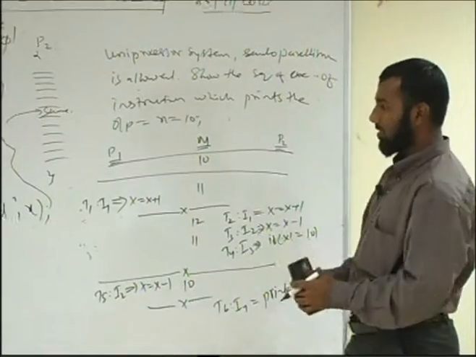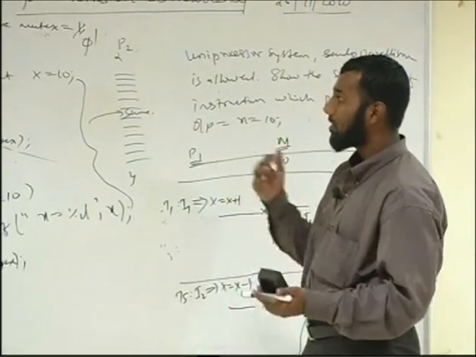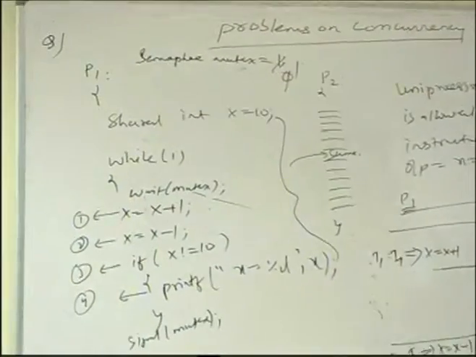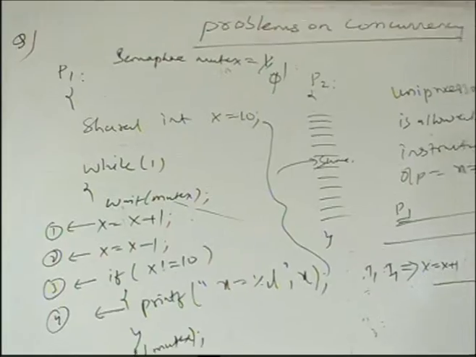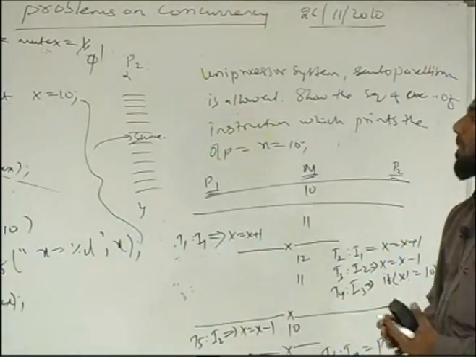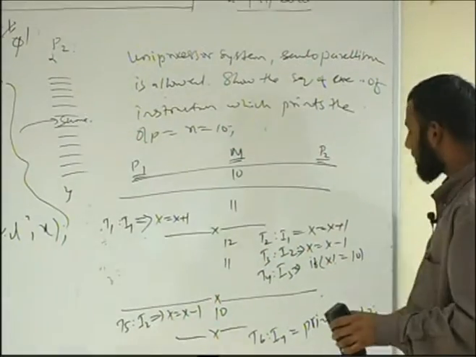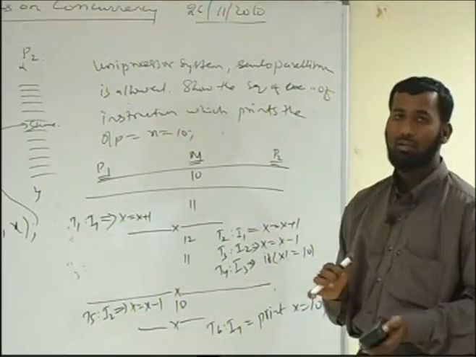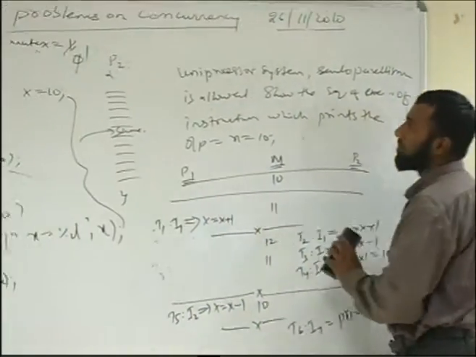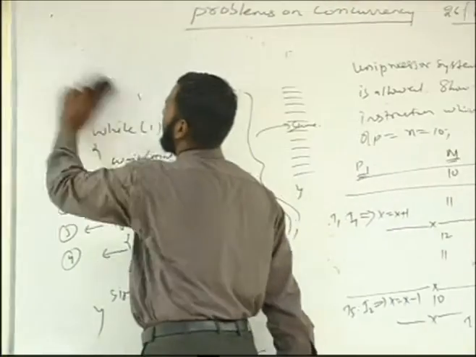So here we have provided a solution for this, but actually the question was, show me the sequence of instructions which prints x is equal to 10, which we have shown already. If the solution is written, then however you execute, you never get it. We have achieved this here for two processes. Now we'll see another problem.